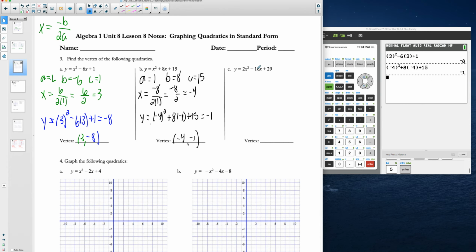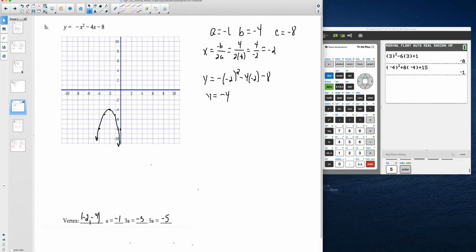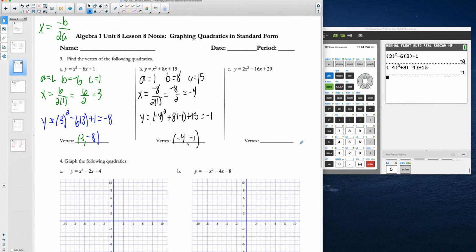All right, so hopefully you paused the video and attempted problem C. Now I went ahead and did the work for problem C right here. Hopefully when you plugged in your values here, you got x equals 4. And then when you went back and plugged 4 into your equation, you have a vertex of negative 3. All right, so now let's move on to taking this and using it to graph. Oh, wrong way. Let me go back to this one. All right, so let's look at this together.